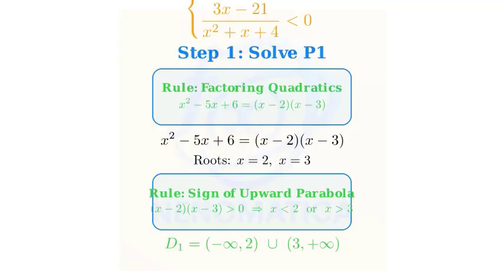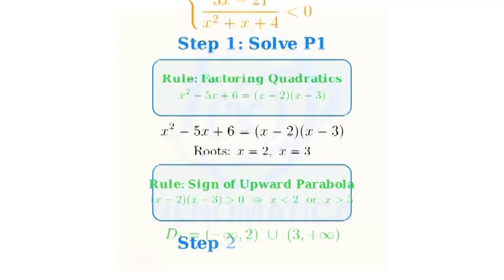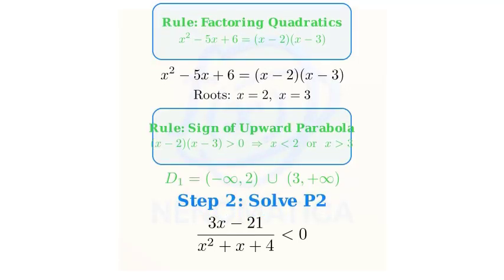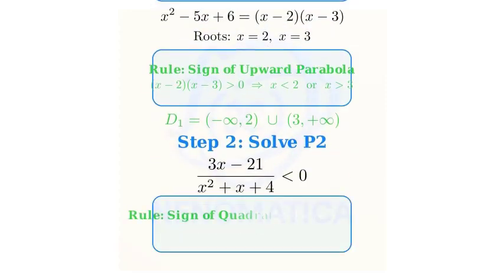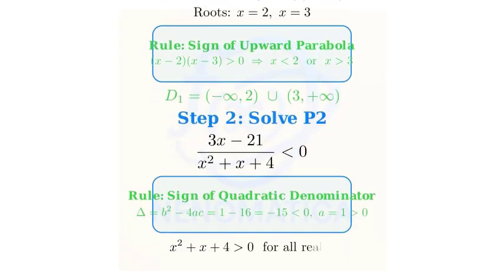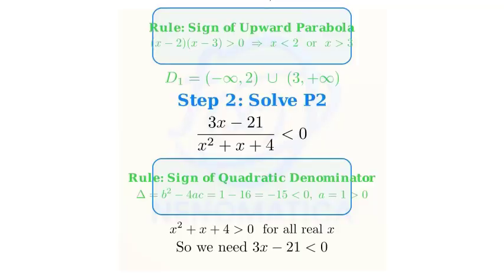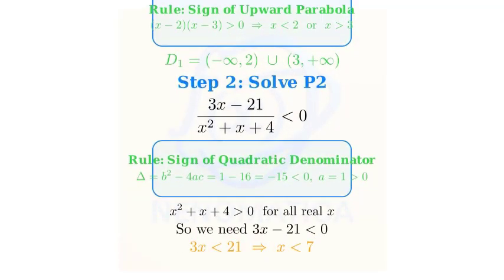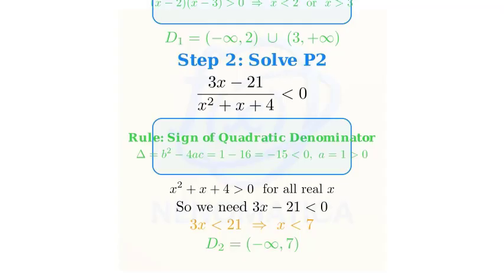Step 2. Solve the second inequality, P2. We analyze the fraction (3x minus 21) over (x squared plus x plus 4) less than 0. Check the denominator. The discriminant is 1 minus 4 times 1 times 4, which is negative 15. With a positive leading coefficient and negative discriminant, the denominator is always positive for all real x. Therefore, the sign of the fraction is determined by the numerator, 3x minus 21 less than 0. Solving gives x less than 7. So D2 equals negative infinity to 7.